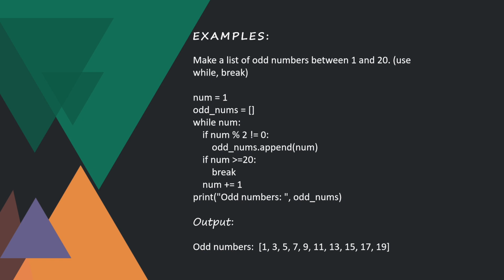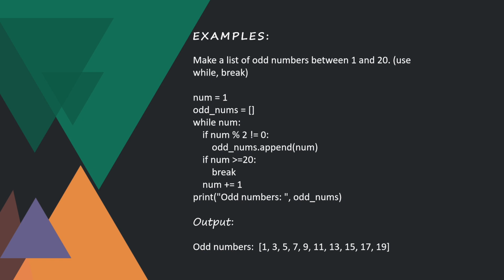For example, we have to make a list of odd numbers between 1 and 20. We take a variable called num which is equal to 1 and a list called odd numbers. While true, if num is not divisible by 2, we append the number to the list. If it is greater than or equal to 20, we use break, otherwise we increment the num by 1 and print the list. The output will be the list of odd numbers between 1 and 20.